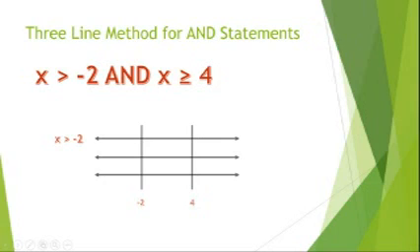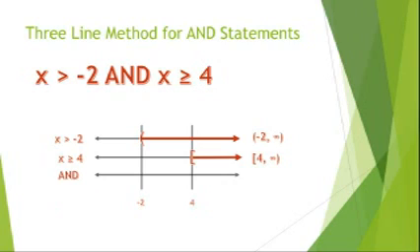X greater than -2 does not include the point -2. So we're going to use the parenthesis, and then we're going to shade everything to the right. So this is going to be all the points in between -2 and infinity. In our second inequality, x greater than or equal to 4, it does include the endpoint, so we're going to use a bracket at 4, and we're going to shade everything to the right. This is going to be all the points from 4 to infinity, including 4.